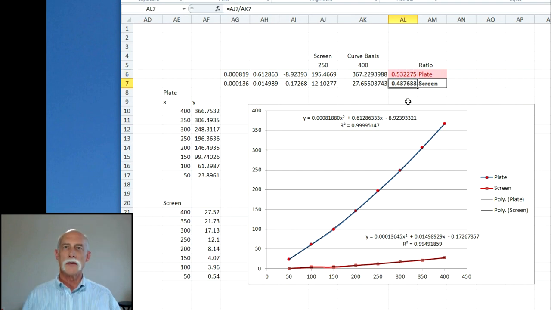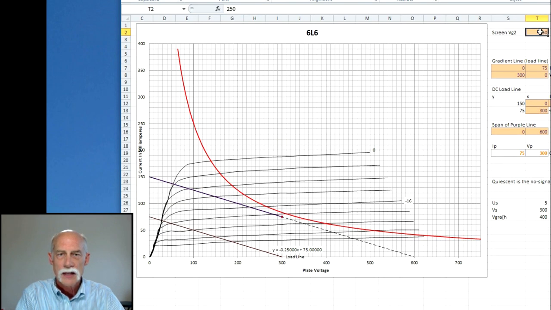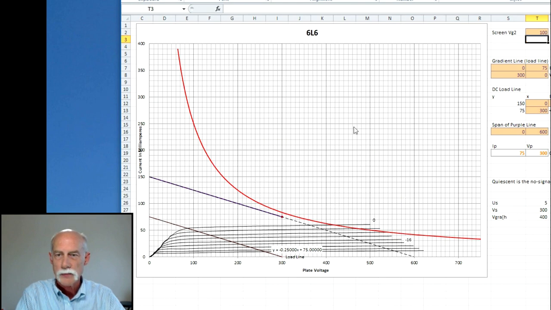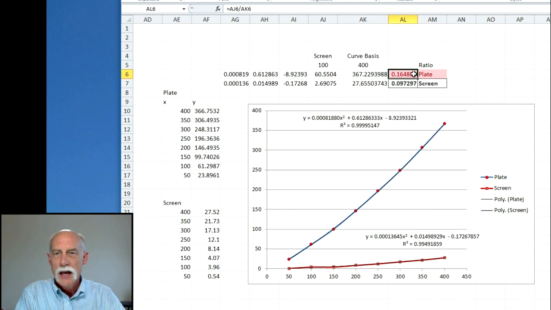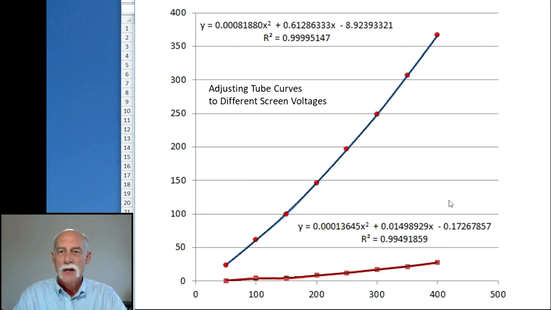And you're going, well, it's close. It's close. You know, maybe you could use one for the other. I wouldn't do that because the problem becomes worse as I go. Let's say it's dropped down to 100. Now it's dropped way down, and I go back and look at the ratios. If I were to use the plate ratio for the screen curves, they would be twice too big than what they should. If I use the screen ratio for the plate, they'd only be half of what they should be. You would have a mess, and that's not what we want.